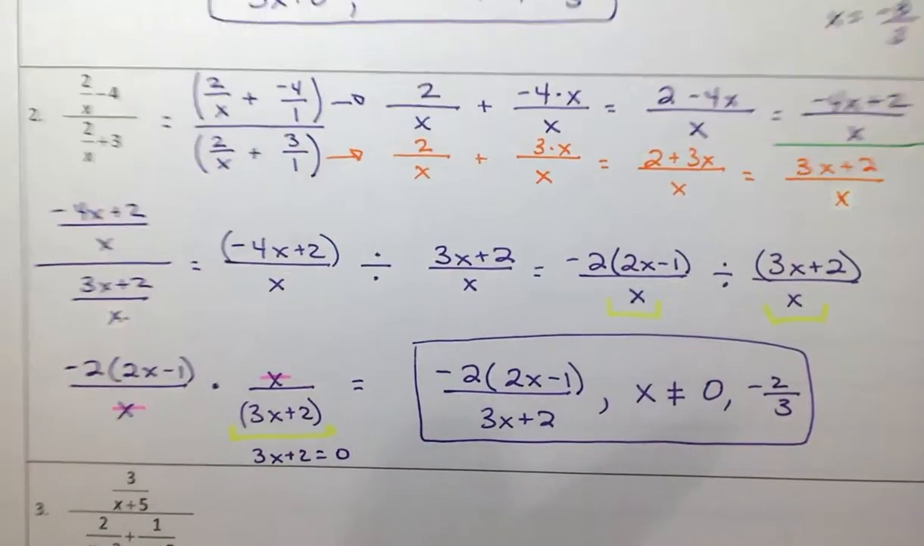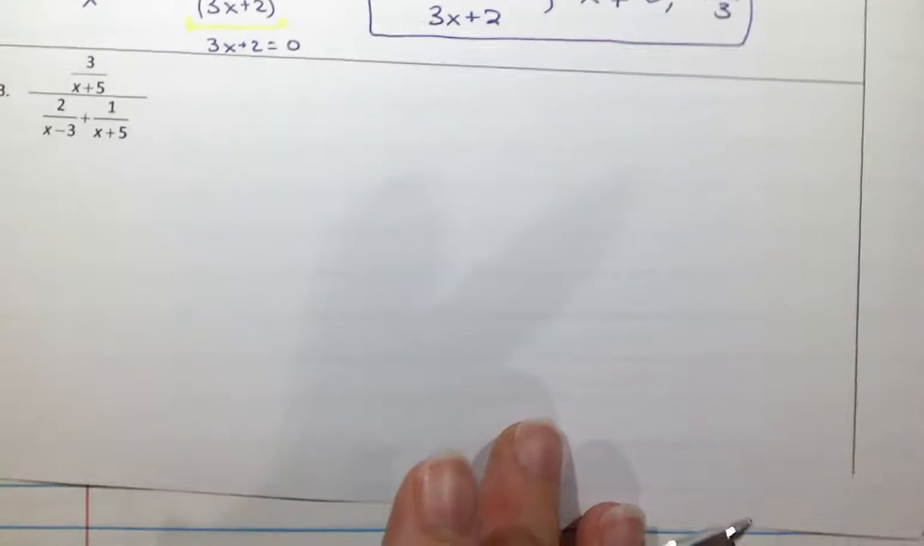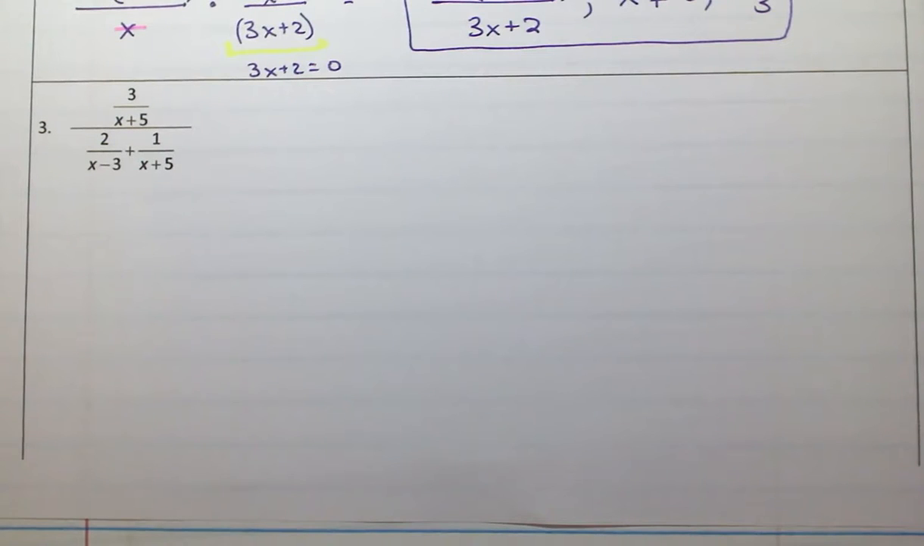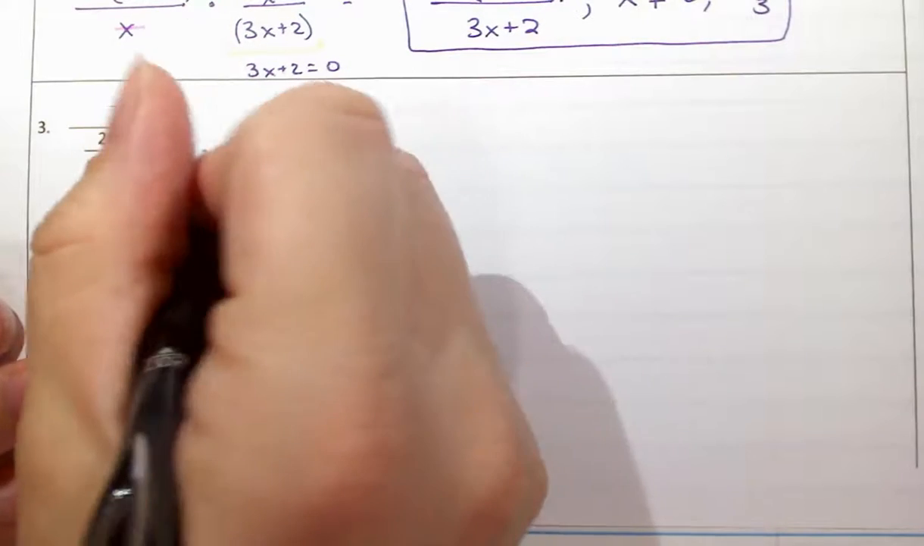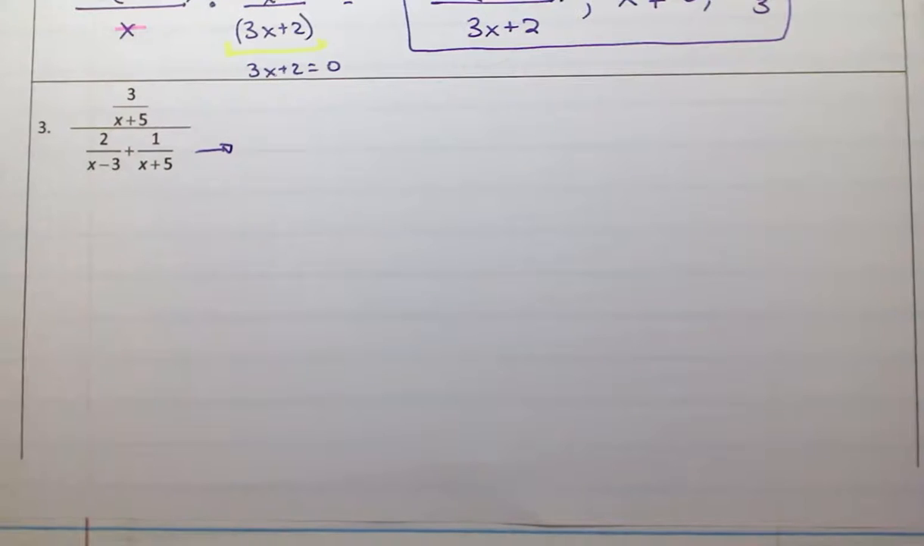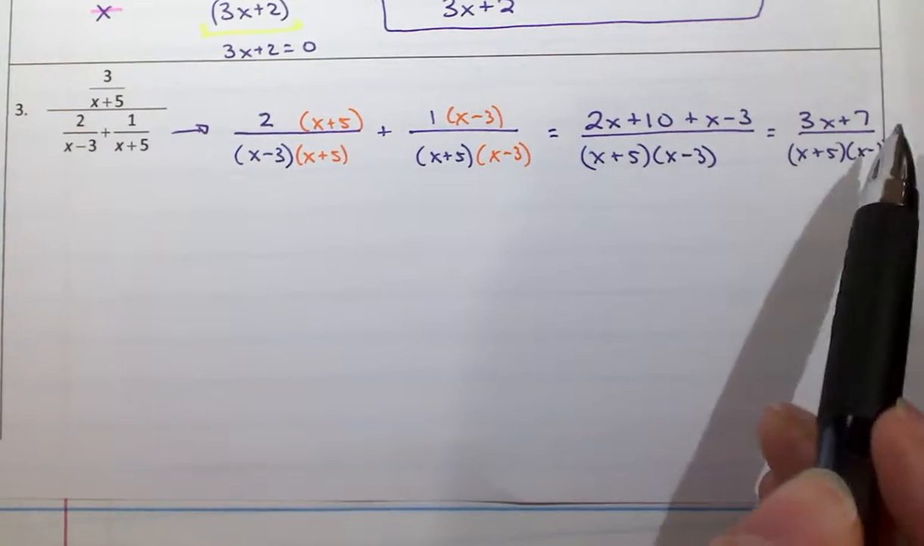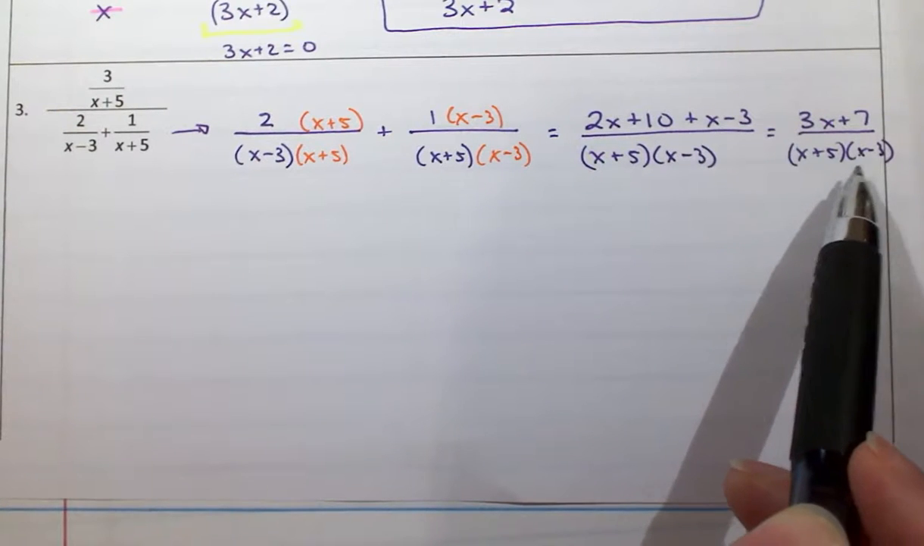Okay, so number 3. Again, I really like that the numerator doesn't have to be simplified. So what I would like for you to do is I'd like you to go ahead and try to simplify this denominator on your own. And when you're ready, turn the video back on. All right, you should have gotten 3x plus 7 over x plus 5 times x minus 3.